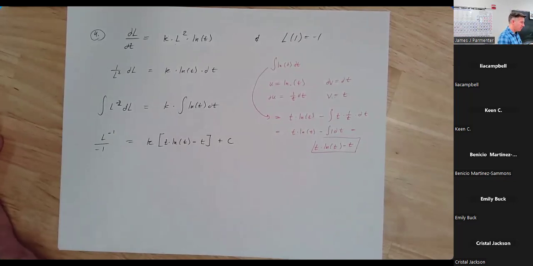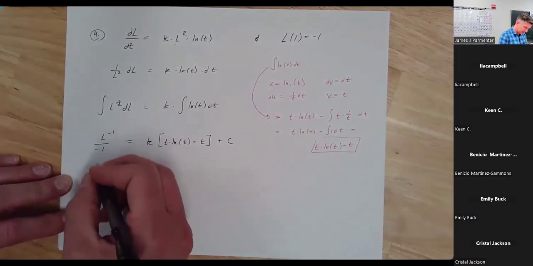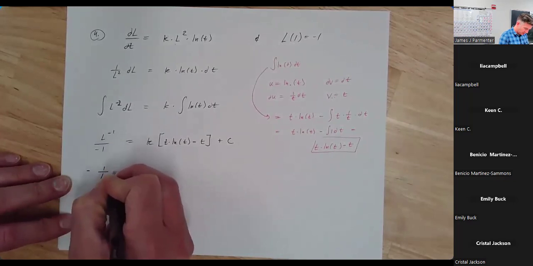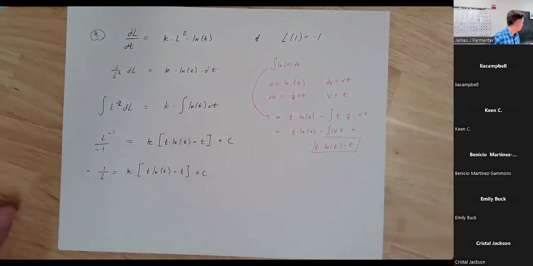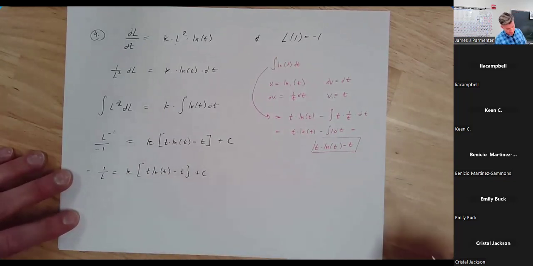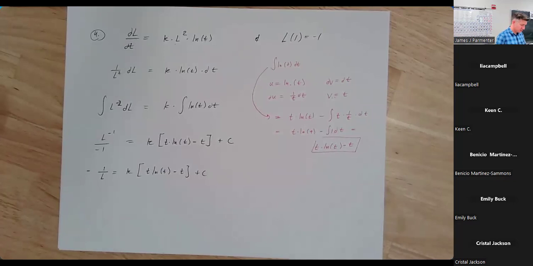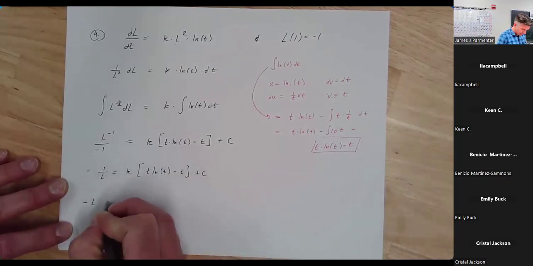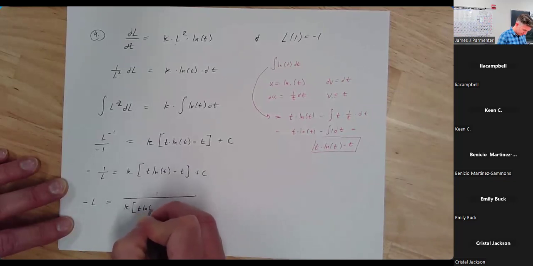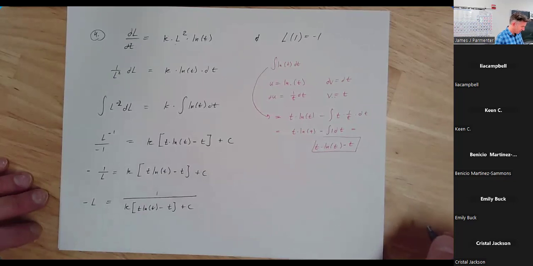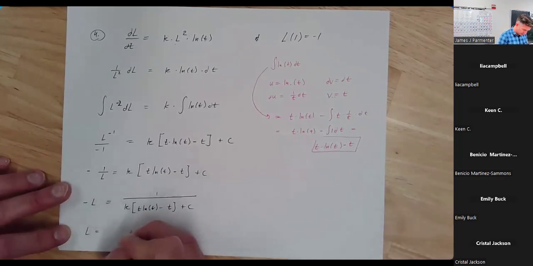And now we have to solve for L. So I would rewrite this left-hand side as -1 over L equal to K times all of this. There's a couple ways to do this. They're both kind of gross. I would probably take the reciprocal of both sides. So if we take the reciprocal of the left-hand side, we get -L. Take the reciprocal of the right-hand side, you just get 1 over all of that. And then finally, if we multiply both sides by -1, we get L equal to -1 over the same denominator, K times T natural log of T minus T plus C.